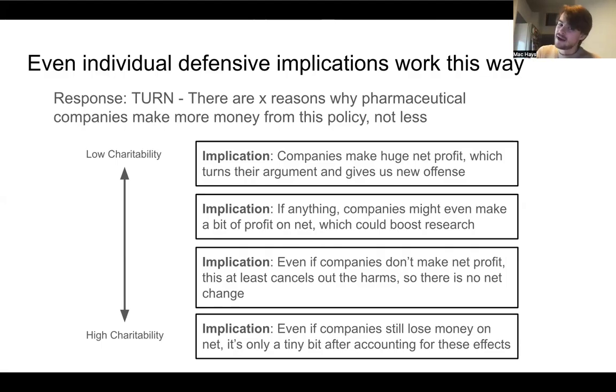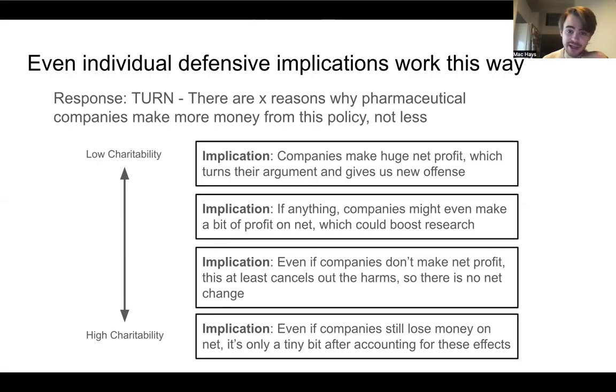You should use these in combination. For example, the best way that you could use this is you could say, look, turn. There are three reasons pharma companies actually make more money from this policy. This means that they actually make a huge net profit, which turns their argument and it gives us new offense on net. But even if you think that they don't make net profit, at the very least, it cancels out their harms. There's no net change or very small net change if they are able to frontline this. And using these together guarantees you the best possible implications downstream.